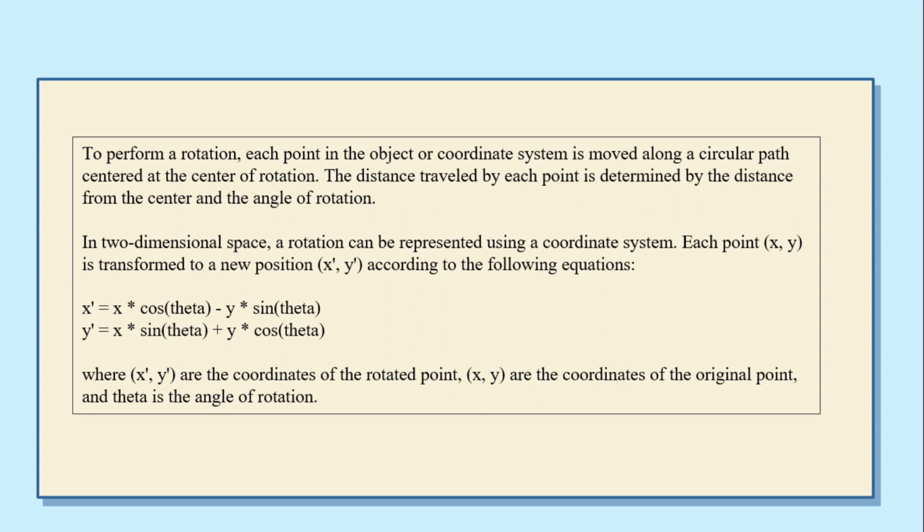In two-dimensional space, a rotation can be represented by using a coordinate system. Each point (x, y) is transformed into a new position, (x', y'), according to the following equation. Here we have a simple equation where x' and y' are the coordinates of the rotated point, x and y are the coordinates of the original point, and theta is the angle of rotation.